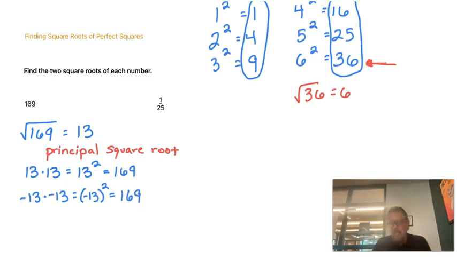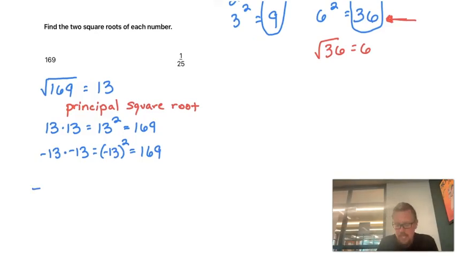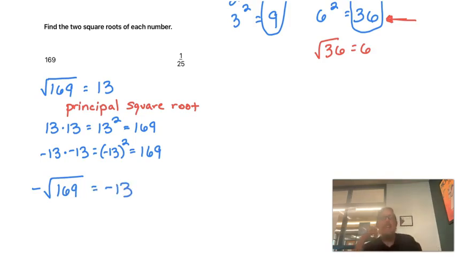The way that you would indicate using symbols that you wanted specifically the negative square root is negative square root of 169, just like that. Putting the negative in front says, I want you to give me the negative square root. So 169 has two possible square roots. The principal square root is 13, and then the negative square root is negative 13.